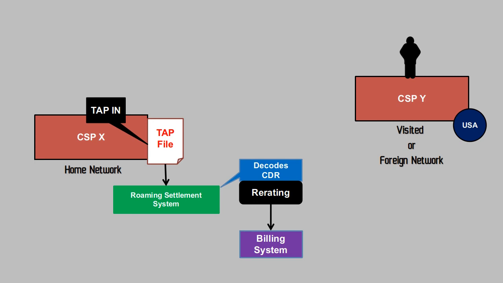While decoding the TAP files, if there are any errors or if a few CDRs are not decoded, then a file called a WRAP file is created and sent to the visited network asking for those CDRs again.